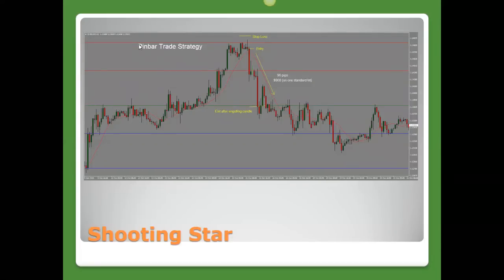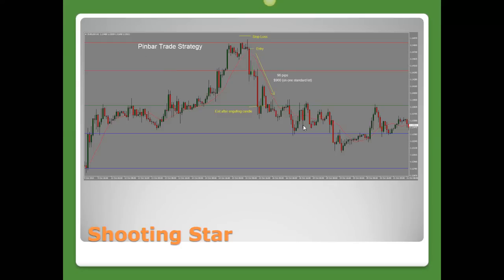Here is another example. I combine both the hammers and shooting stars into a strategy called the pin bar trade strategy. If you search for pin bars, you will see that it's a candle that will be either a shooting star or a hammer. Both are called pin bars because they look like a pin. You have a long wick and a small body.